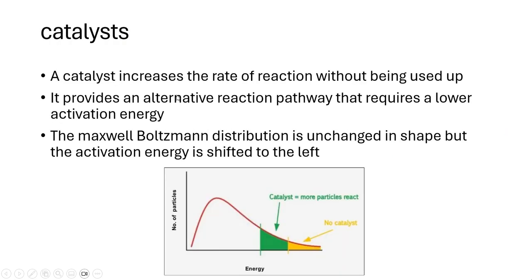Catalyst. So a catalyst increases the rate of reaction without being used up. It provides an alternative reaction pathway that requires a lower activation energy. The Maxwell-Boltzmann distribution is unchanged in shape, but the activation energy is shifted to the left. So the distribution stays the same, but what the catalyst does is it moves the activation energy. You see with no catalyst, it's over here. It pushes that back here. So now there are loads of particles that can react here. So more particles can react. The catalyst now pushes it all the way back here. So now a lot more particles are above the activation energy here. And that's it, bro.